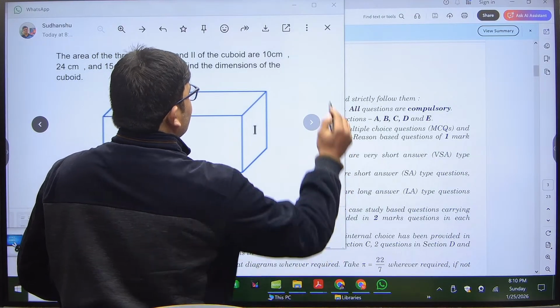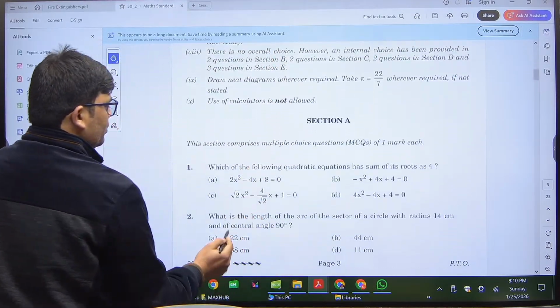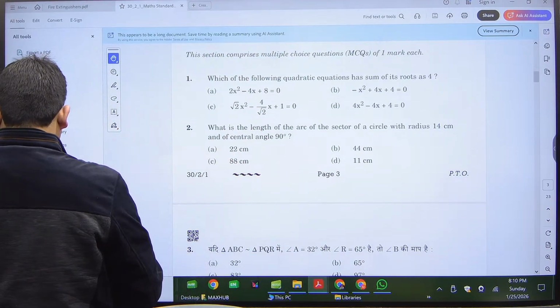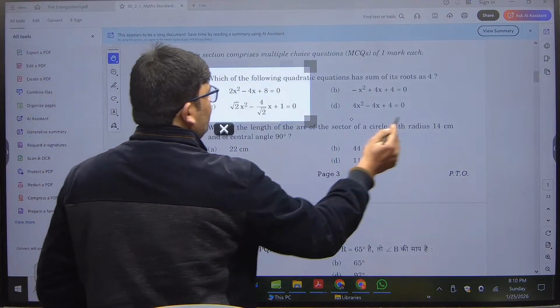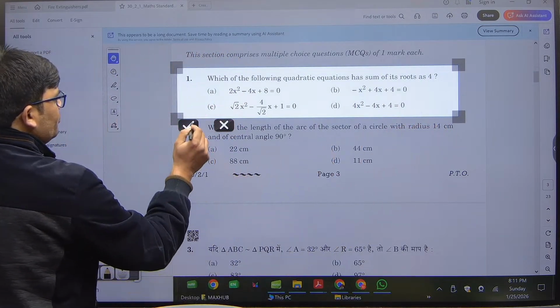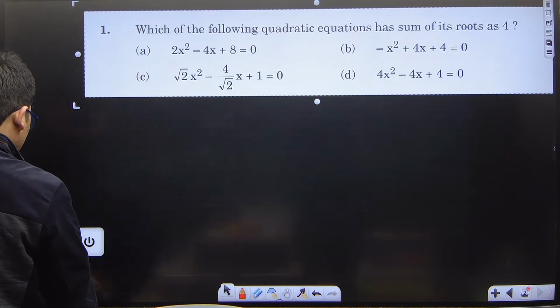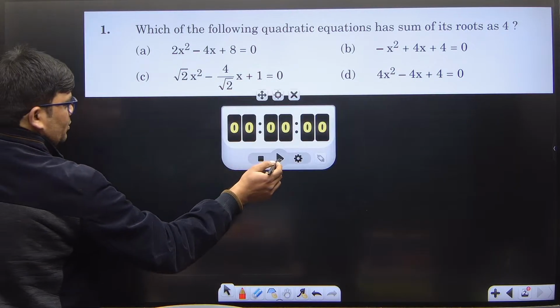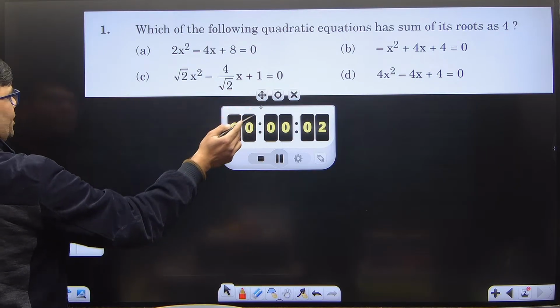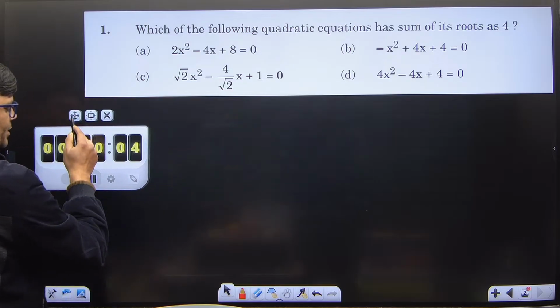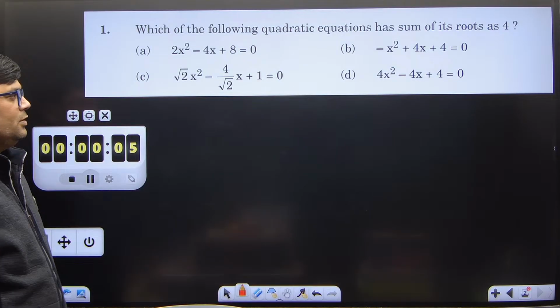Okay, let's move on to the first question we are going to take today. Which of the following quadratic equations has the sum of roots as 4? So I'm going to put on the timer. Time starts now. 1 minute. You can take 1.5 minutes. 90 seconds.